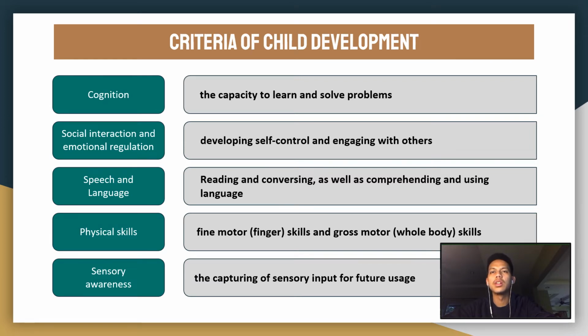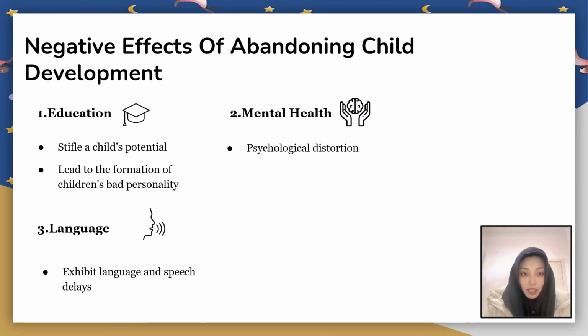Fourth is the physical skills, which covers on fine motor or finger skills and gross motor or whole body skills. We can observe this criteria by evaluating their participation in physical activities at school. And lastly, the sensory awareness. This criteria comprises of the capturing of sensory input for future usage, which can be seen through their responses towards the surroundings and environment. Now we go to the negative effects of abandoning child development.